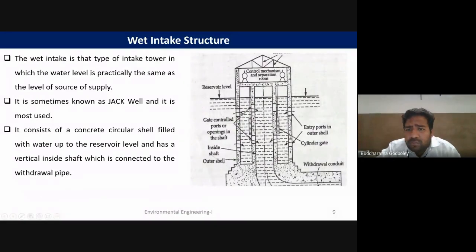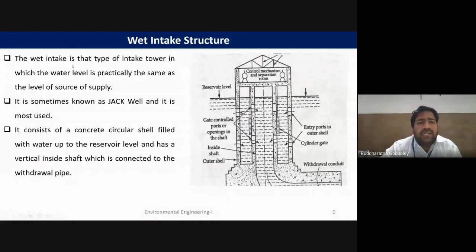ये shaft open करने के लिए आपका provide किया गया है. अभी अगर आप देखोगे तो inside shaft is provided over here, and this is the outer shell. This is the outer shell. Okay. So this is your wet intake structure.